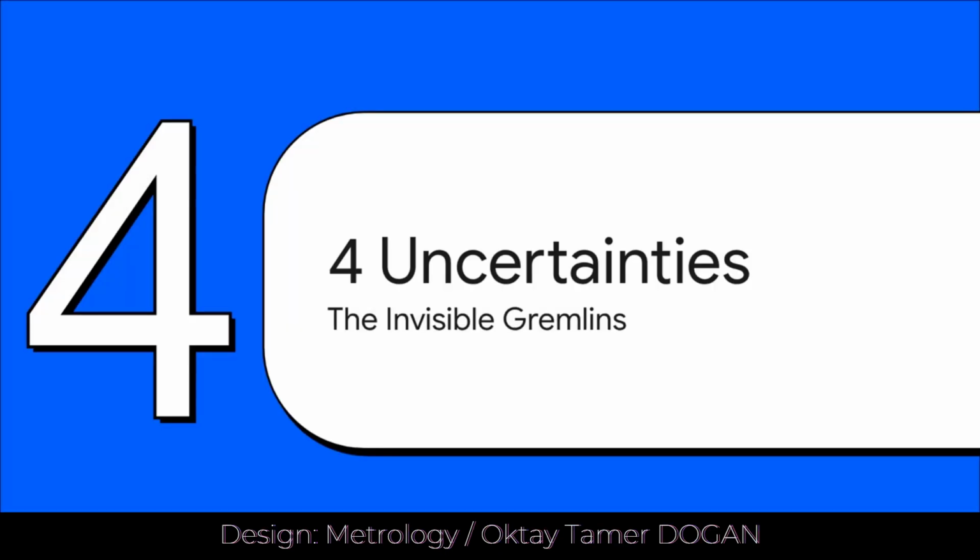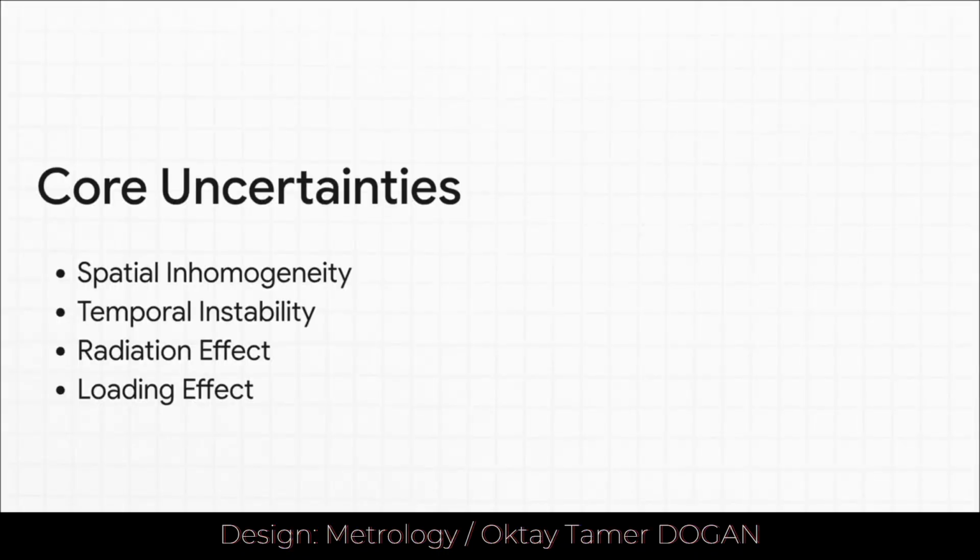Let's dive into Section 4, the 4 invisible uncertainties. We're talking about the 4 invisible gremlins constantly acting upon the sensors and products in your chamber. First, spatial inhomogeneity. This refers to the differences in temperature or humidity from one physical spot to another.